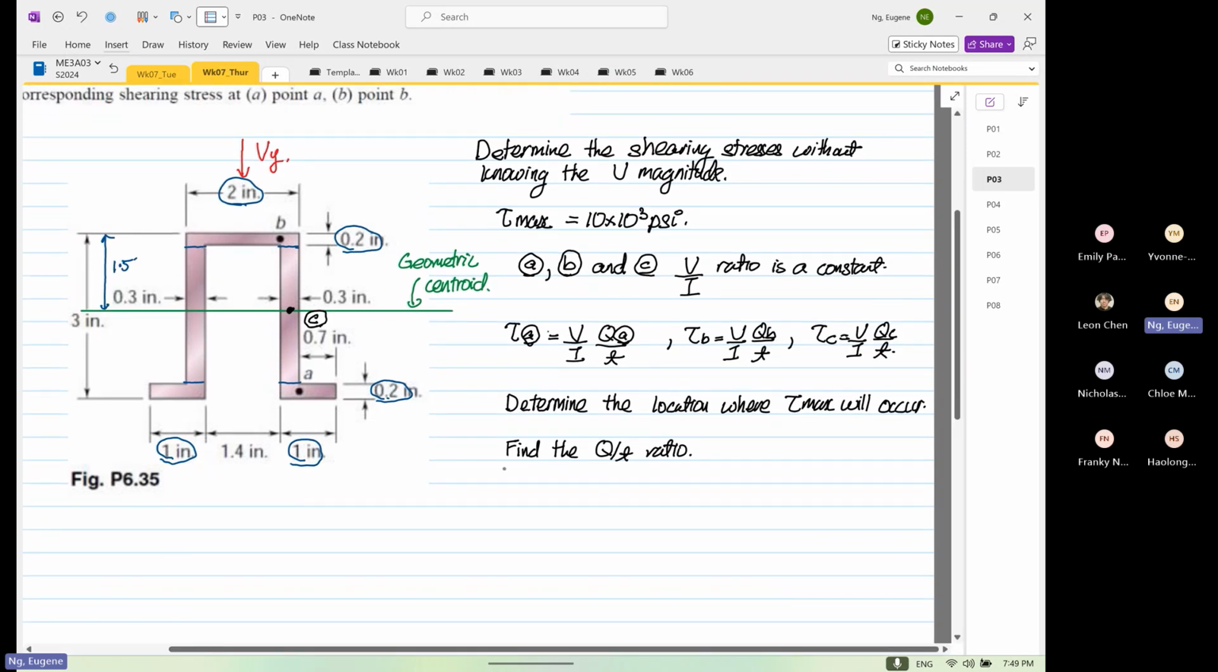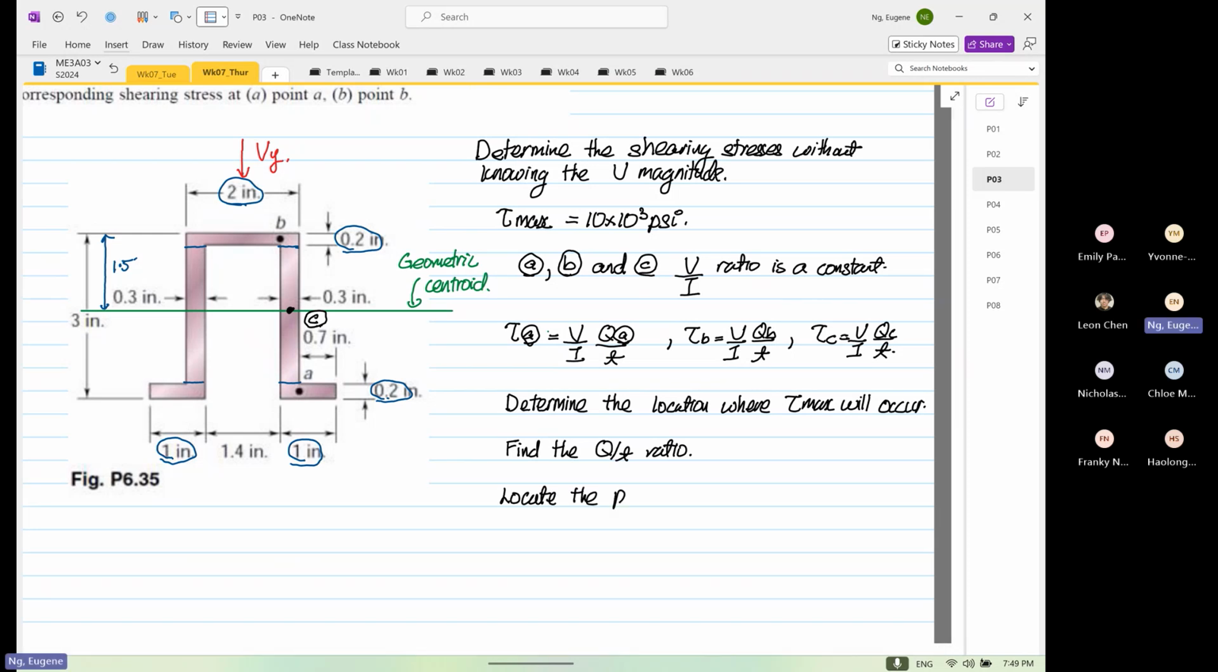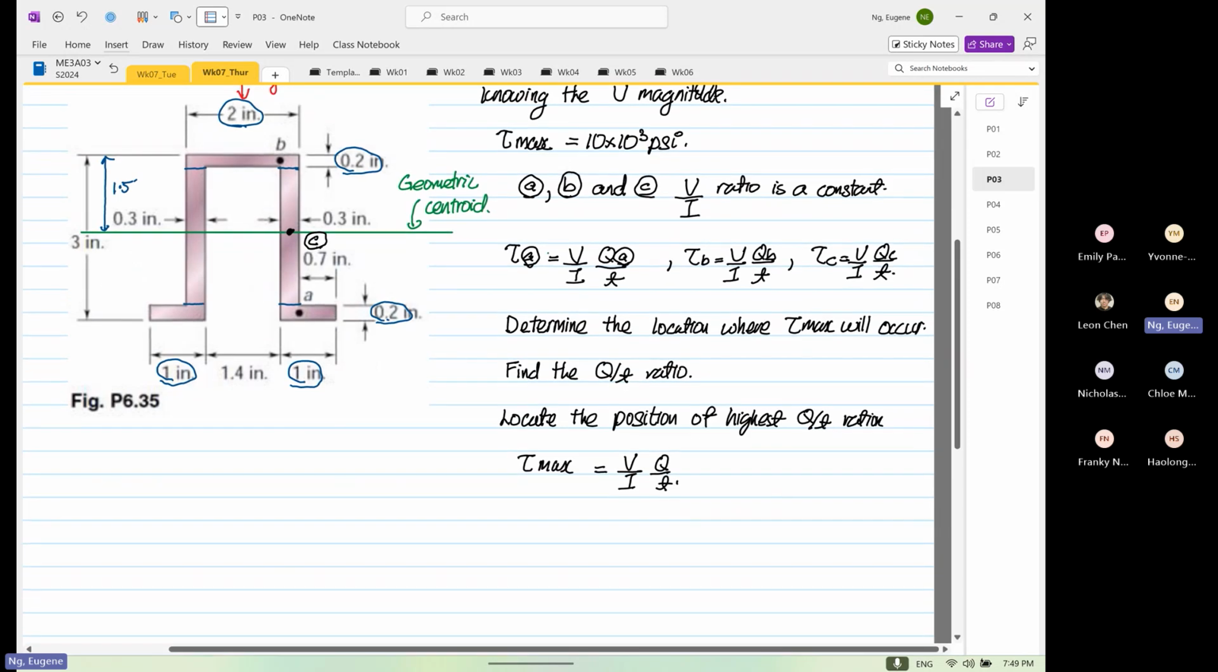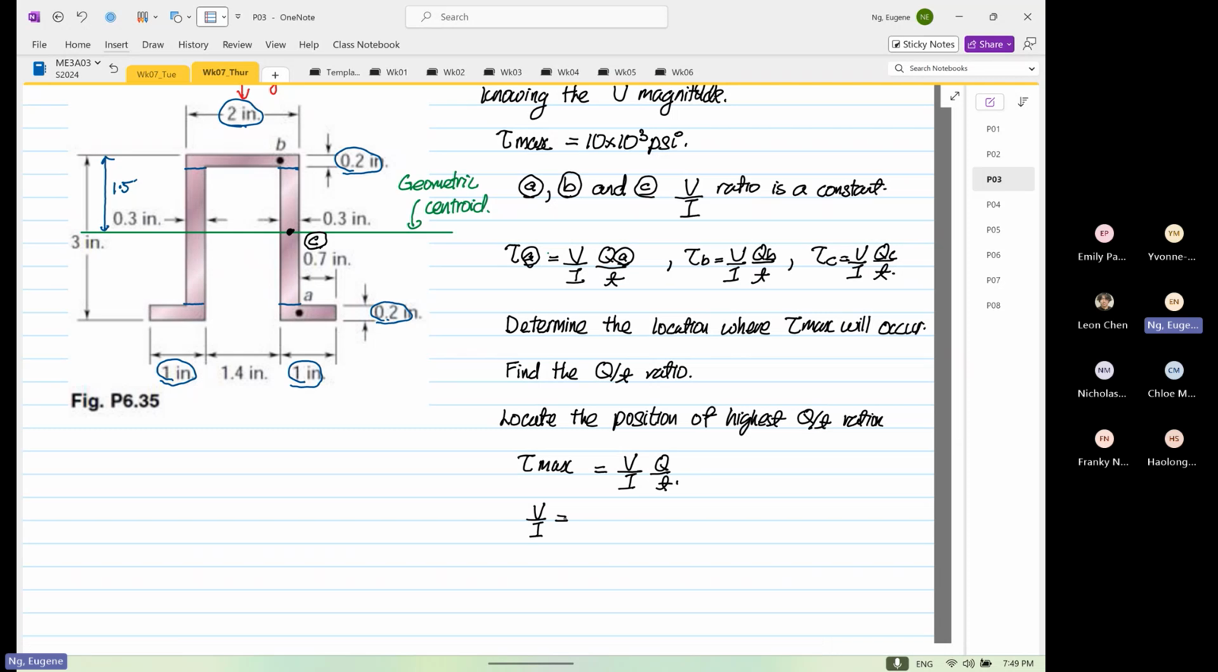So once we have located the position of highest Q over T ratio, then we can find tau max, then we can use tau max is equal to V over I times Q over T, and then we can determine the what? We can finally determine the V over I ratio, which is equal to tau max T over Q.